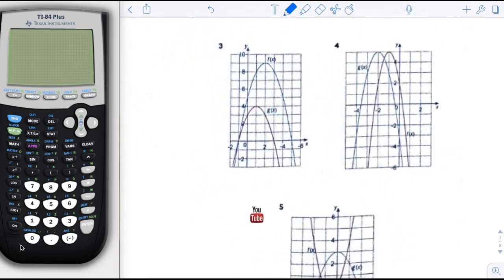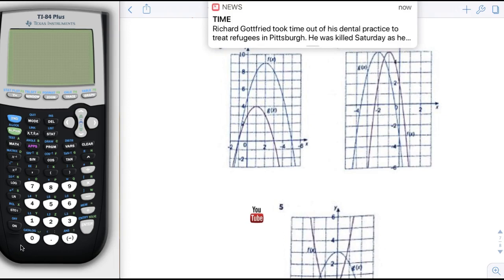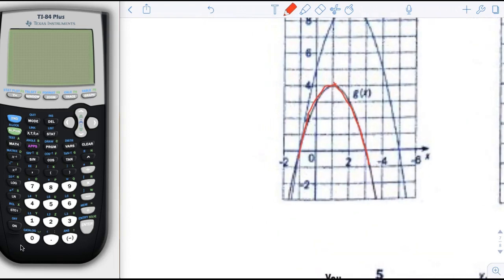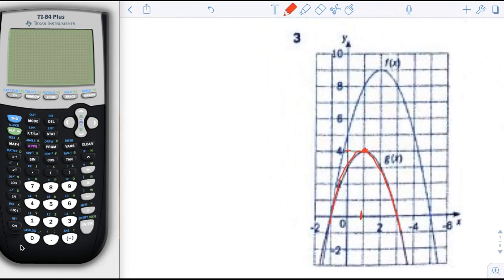So number 3 has some parabolas that are opening down. It's a little bit trickier. So let's look at the red one first. The red one is here. Okay. The red one has a vertex at x equals 1, y equals 4. 1, 4. Let's see, and it opens upside down.